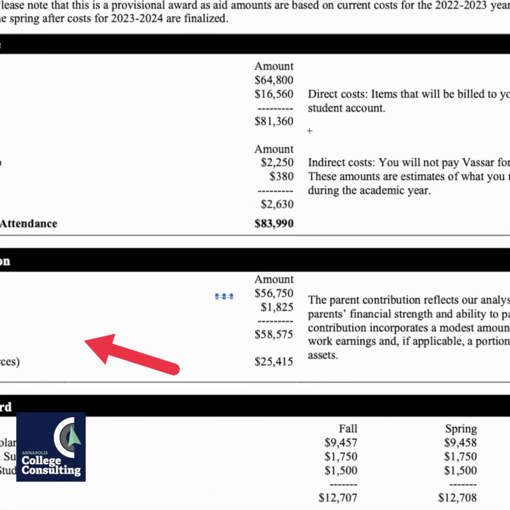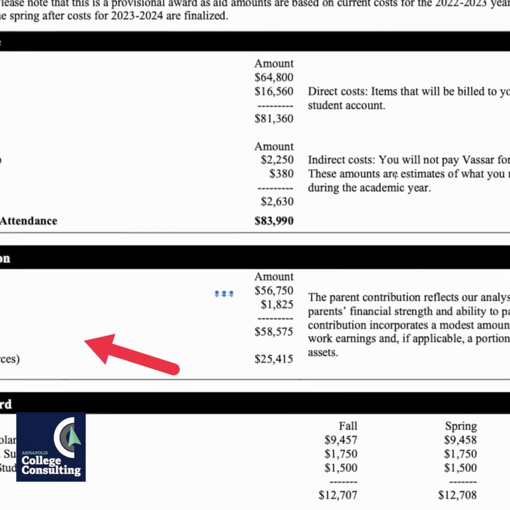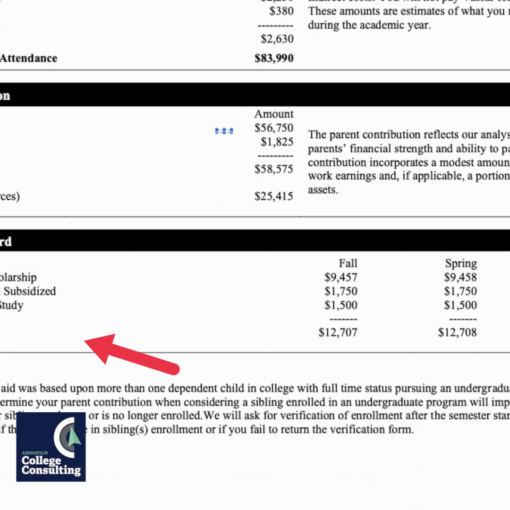And look at, we started with 83,990, really 81,360. And they're going to break it down. This particular student got a Vassar College scholarship of $18,915 a year. They also got a federal direct loan, subsidized, which means the government is going to give the student a loan in their name. And all the time that they're in college, the government's going to go ahead and pay for that interest. And then payments start within a certain amount of time after graduation.